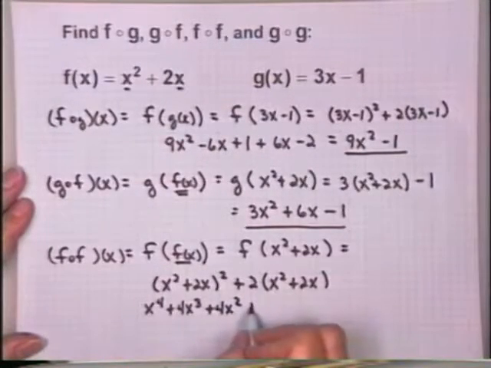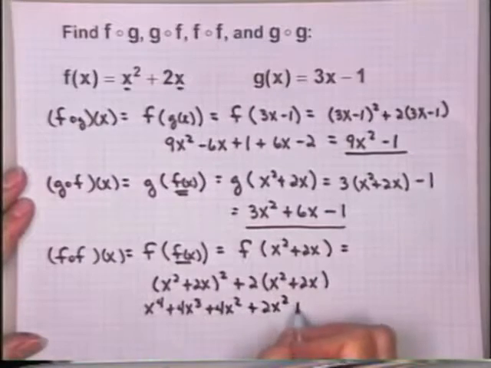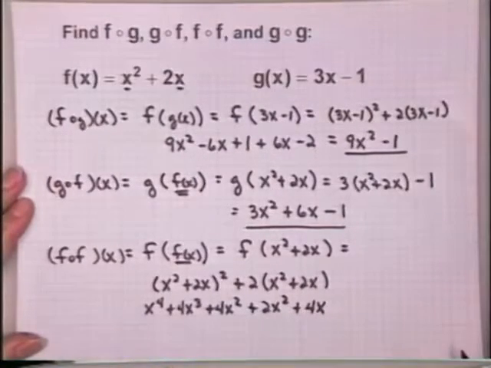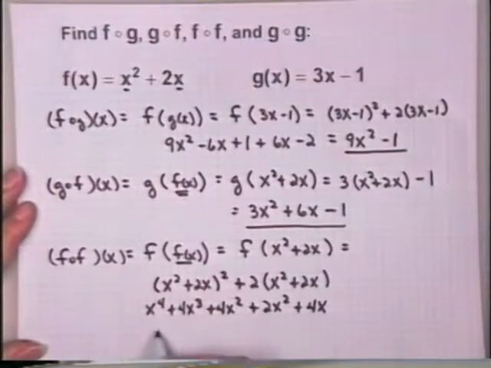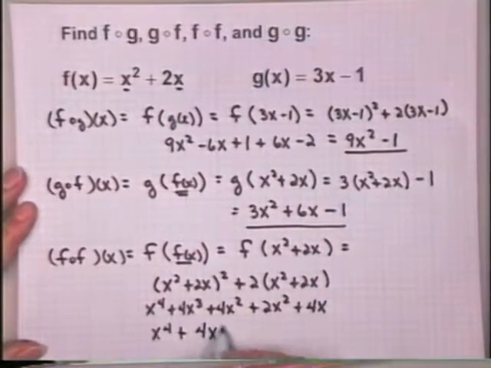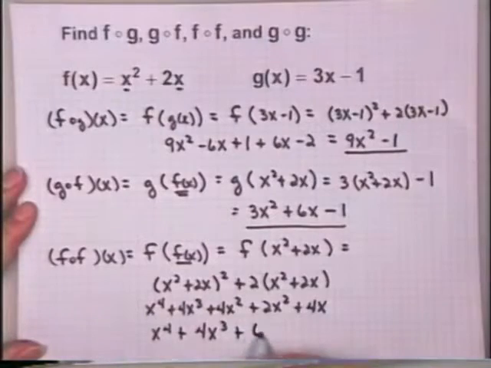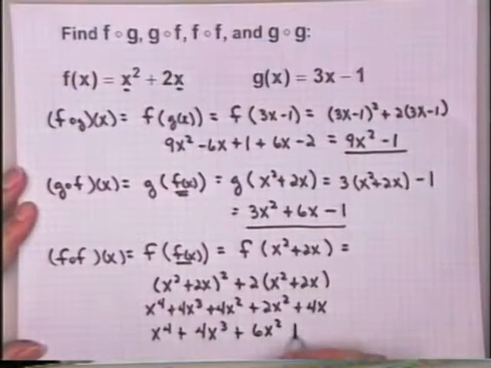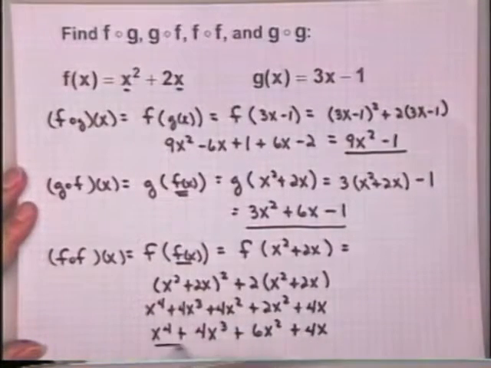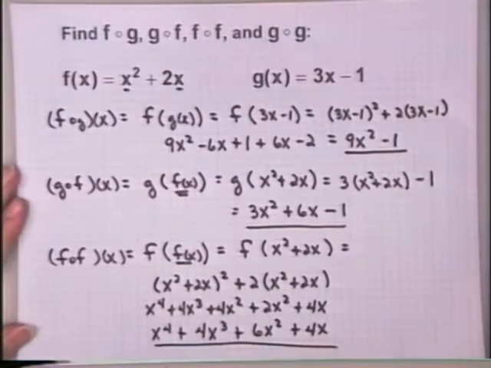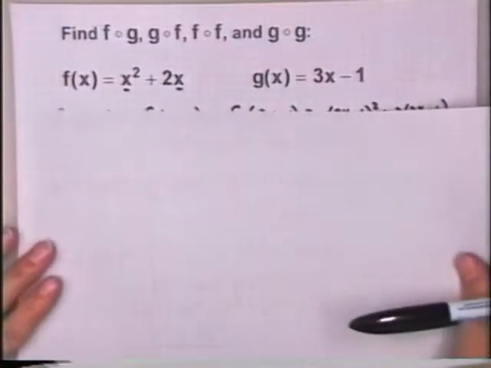And then distributing, I have 2x squared plus 4x. And let's combine those like terms. x to the 4th plus 4x cubed plus 6x squared plus 4x. So there is f composed with itself. Okay? Now let's do one more. g circle g.